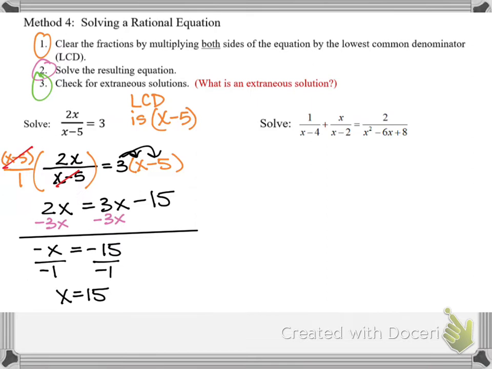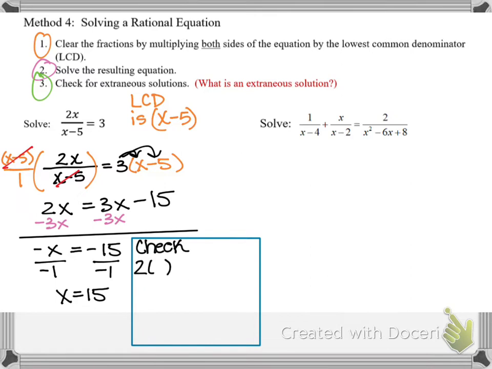So let's go ahead and check this. I'm going to just section off my work here to do the check. So I'm going to rewrite my equation, and everywhere that the x value was, I'm going to replace it with 15. So in my numerator, I get 2 times 15, and then in the denominator, it's 15 minus 5. Now, I'm already feeling good because the value x equals 15 does not cause my denominator to equal 0. But let's just keep going and do the check.